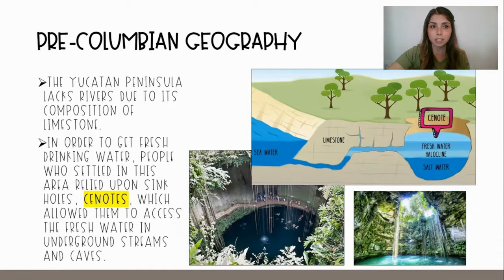The Yucatan Peninsula lacks rivers because of its composition of limestone. So in order to get to the fresh drinking water that the people needed who settled there, they relied upon sinkholes. And these sinkholes, or cenotes, allowed them to access the fresh water in the underground streams and caves. So they were essentially large holes dug into the ground so they could access the fresh water underground. And you can see some pictures there of them, and they are so big people can actually swim in them.